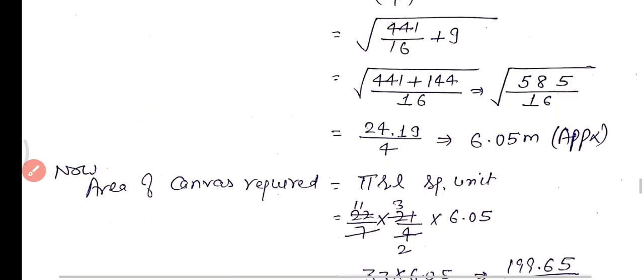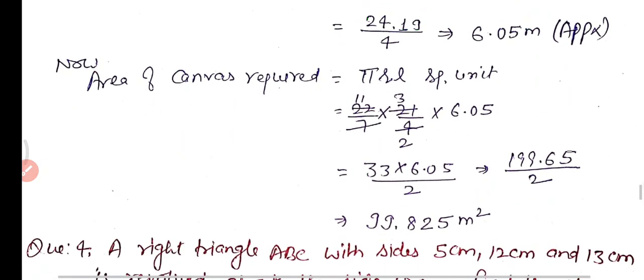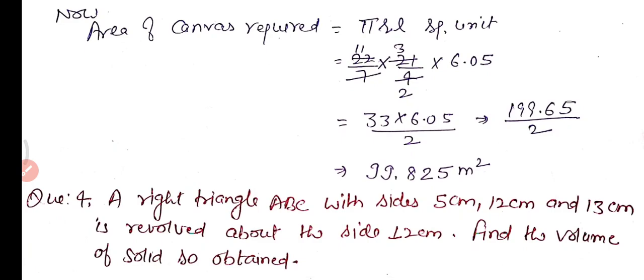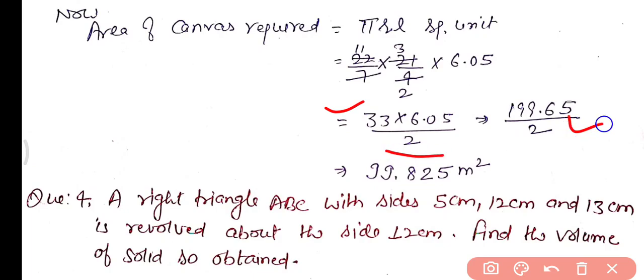So now the area of canvas required. So see, the area of canvas, which is needed to cover the heap of wheat, what will its area be? The area of canvas required is pi r l, that is the curved surface area of cone. So put the value of pi 22 by 7, r that is 21 by 4, and l is 6.05. So after simplifying you can see here 33 into 6.05 by 2, and it will be 199.65 by 2, and this will be 99.825 meter square, and this is the area of canvas required. So this is all about question number 3.